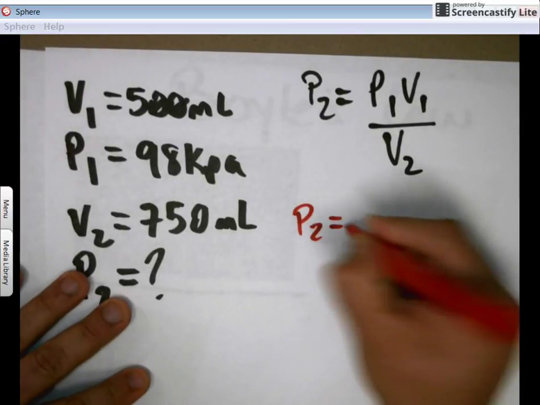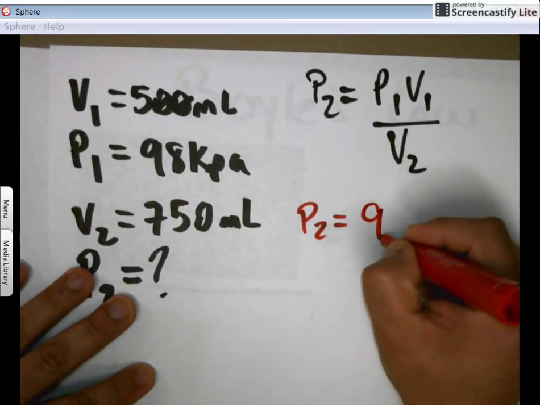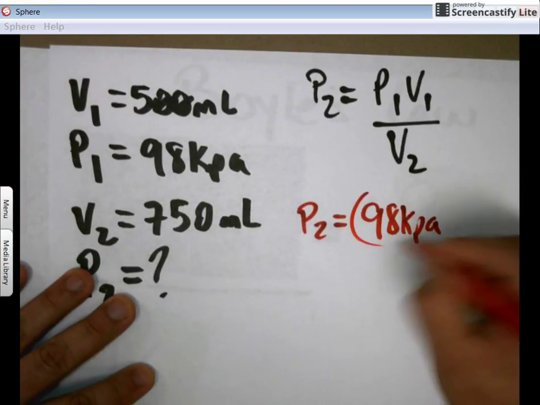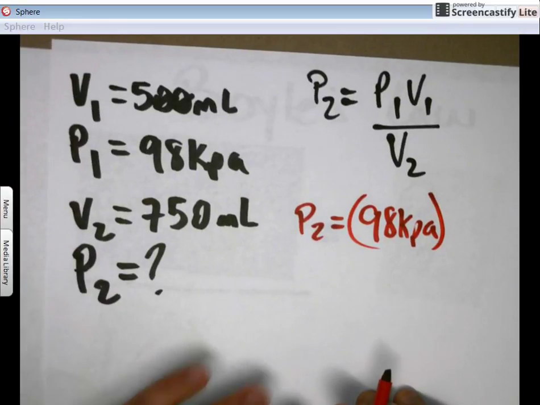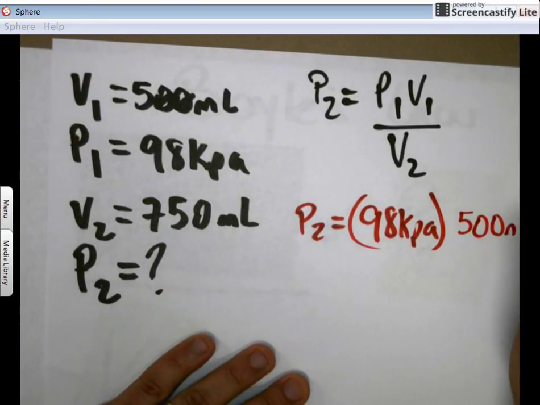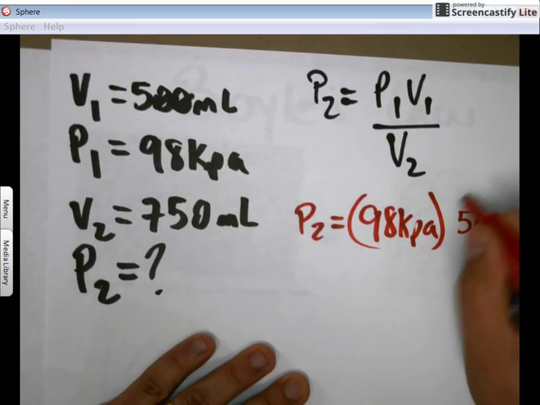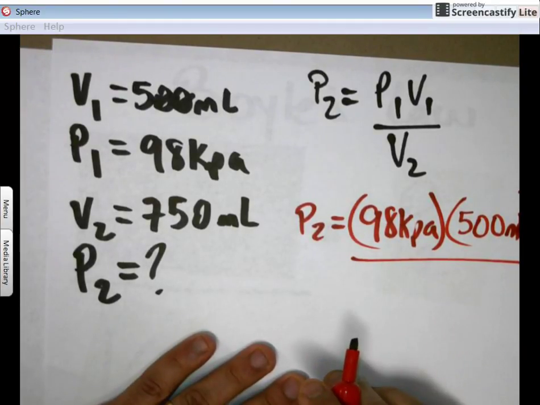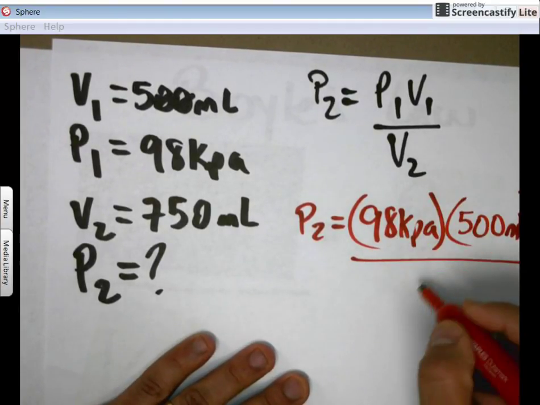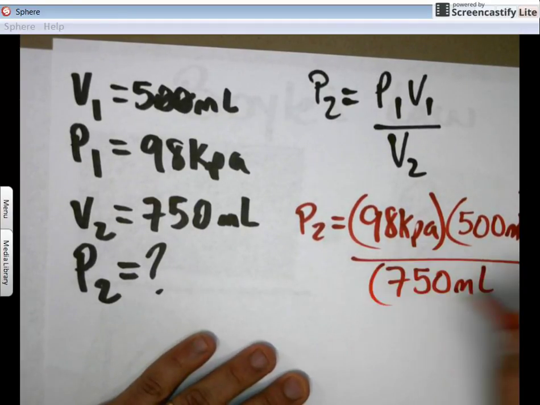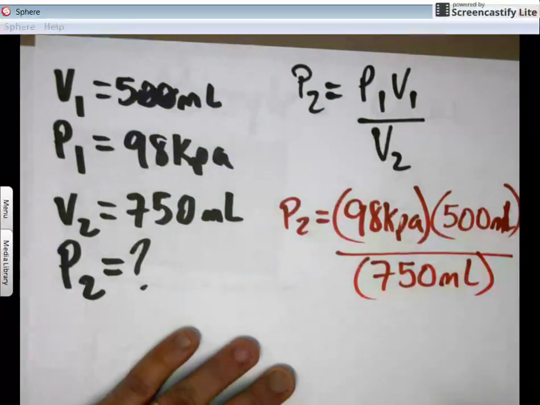So P2 is equal to, what's P1? 98 kilopascals. What's V1? It's 500 milliliters. And you have to write in your units, folks. That's milliliters right there. Kind of messed up, but that'll be all right. And V2 goes on the bottom, and I look over at my little chart, 750 milliliters. All right, that's my setup.